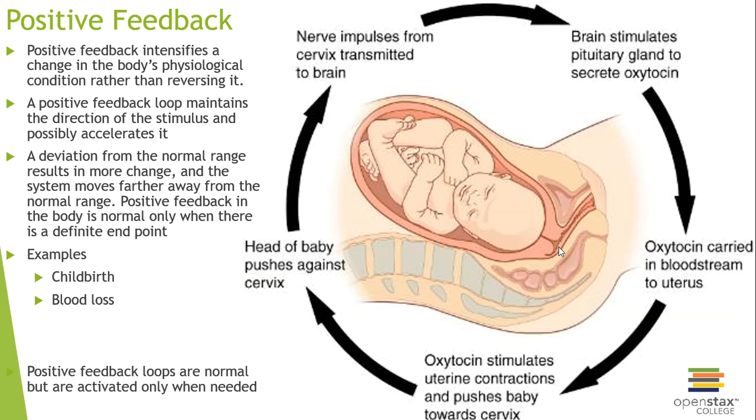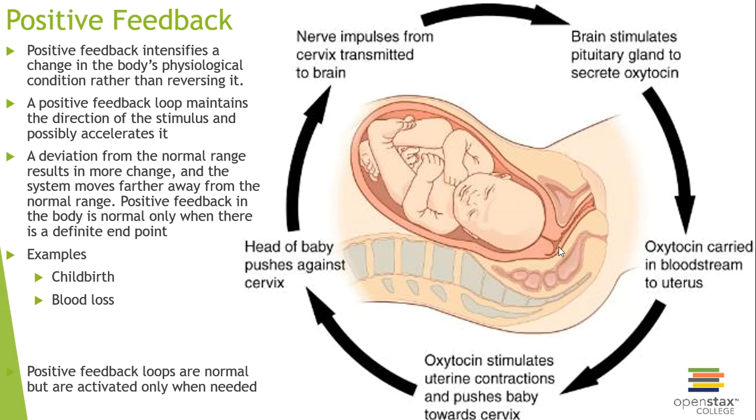The positive feedback mechanism is different. A positive feedback intensifies the change in the body's physiological condition rather than reversing it. So instead of seeing an increase and then a physiological symptom causing a decrease, or seeing a decrease in something that causes an increase, in a positive feedback system, you're going to see an increase of something, which in turn is going to release another increase of something. So you're going to go up, and then continue to go up, or you're going to go down, and then continue to go down. The big positive feedback mechanism, the big example in anatomy and physiology, is childbirth.